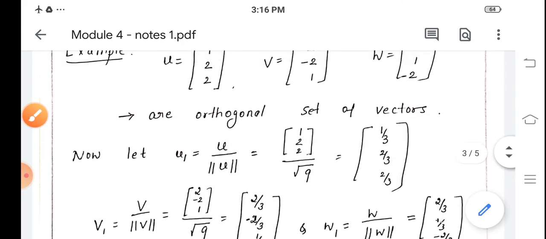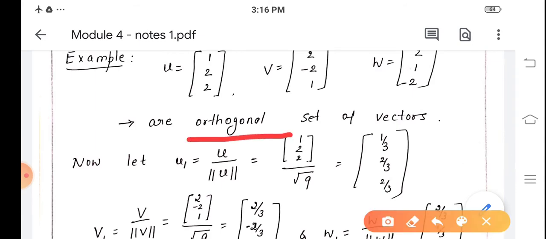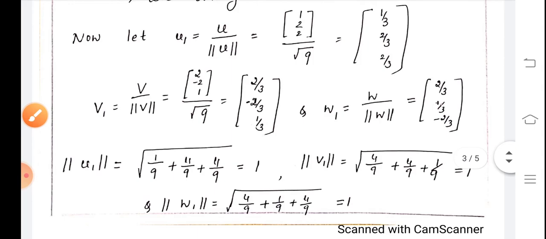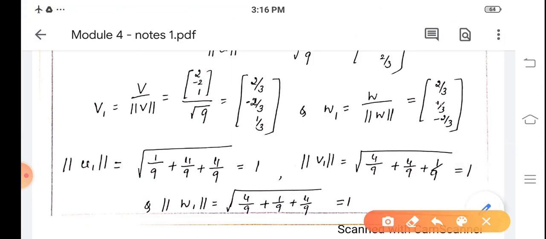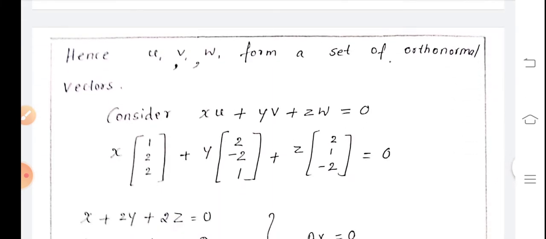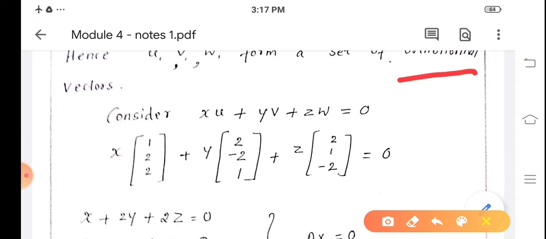So since u, v, w are orthogonal vectors, we can say that u1, v1, w1 are also orthogonal vectors. And also here we got norm u1 equal to 1, norm v1 equal to 1 and norm w1 equal to 1. So we can say that u1, v1, w1 are orthonormal because they are orthogonal as well as these vectors have unit length. So u1, v1, w1 form a set of orthonormal vectors.